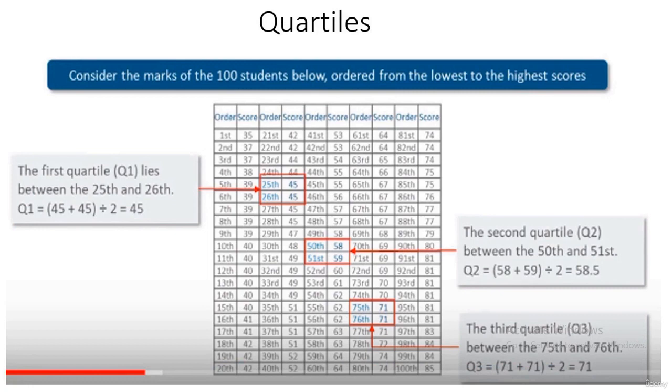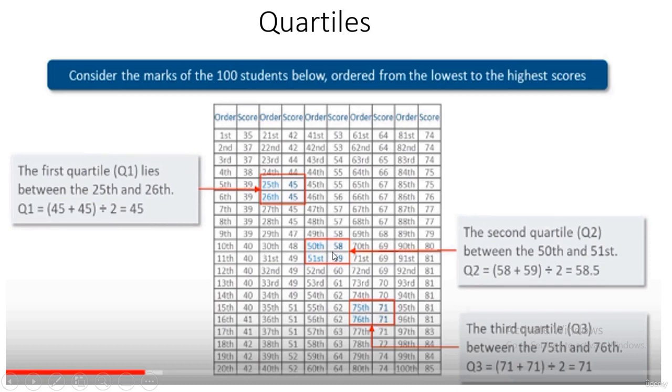Okay, now let's take an example. Consider the marks of 100 students ordered from the lowest to the highest scores. How will you find out the quartile? In this case, the first quartile lies between the 25th and 26th values. This is the first quartile. The 25th score is 45 and the 26th is also 45, so 45 plus 45 divided by 2 gives you 45. There are a total of 100.